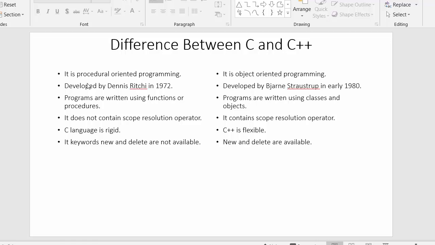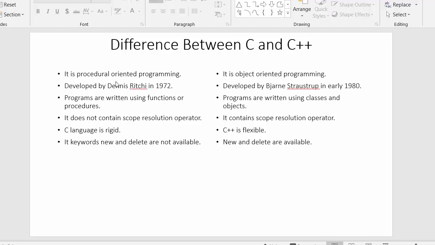Now the first point says C language is procedural oriented programming. As we have discussed in our earlier videos of this tutorial series, C language offers a procedural approach of writing programs. Procedural approach in the sense that in C programming we write the entire program in the form of procedures. So we divide the entire problem into various functions or procedures.